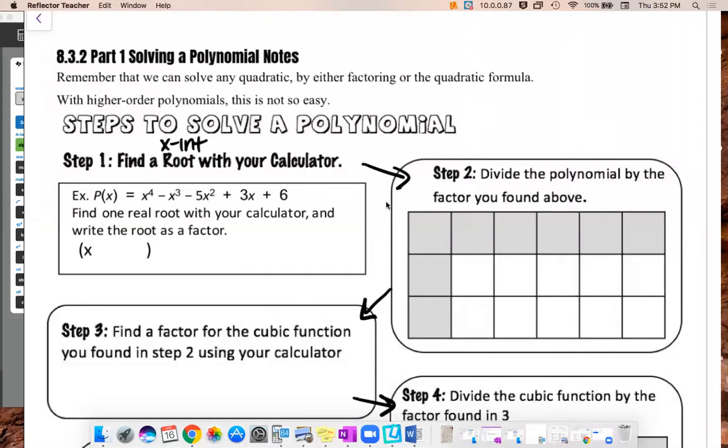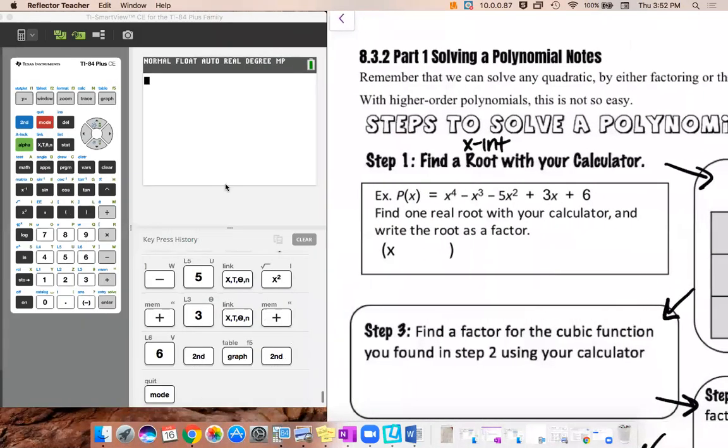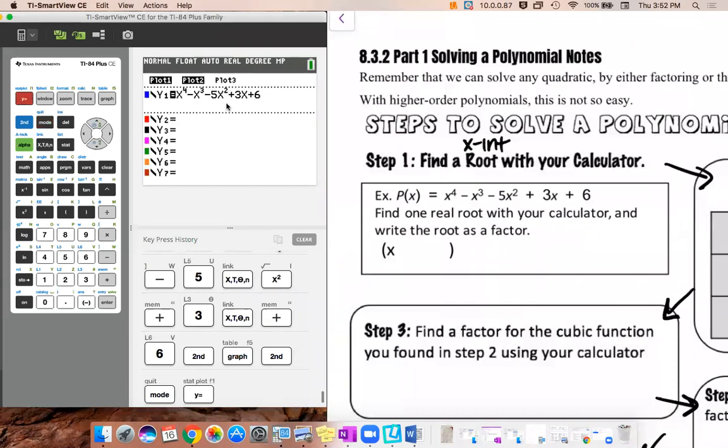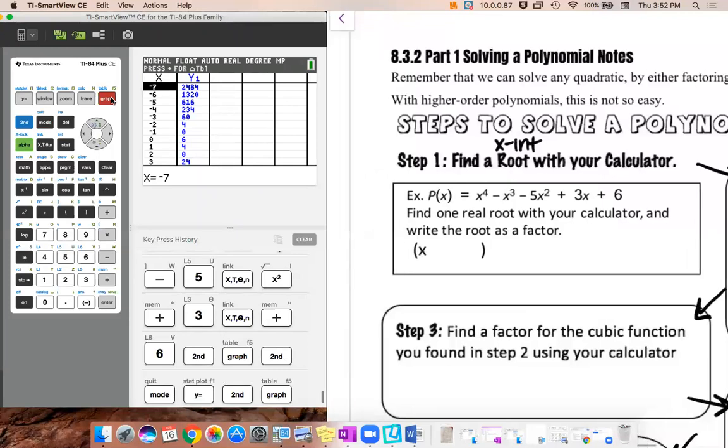So the first thing that we want to do is go into our calculator and plug this in. So I'm going to go over here to my calculator, and I already have this typed in, but you're going to go to y equals, you're going to type this equation in, making sure that you're doing really carefully positive, negative signs and everything. And then you're going to go to your table and try to find an x-intercept. So if I go to my table, remember x-intercepts are where y equals 0. So we're looking for where y is equal to 0 for these problems.